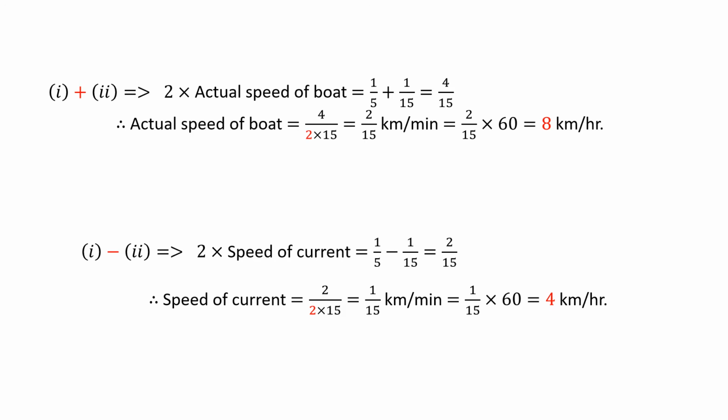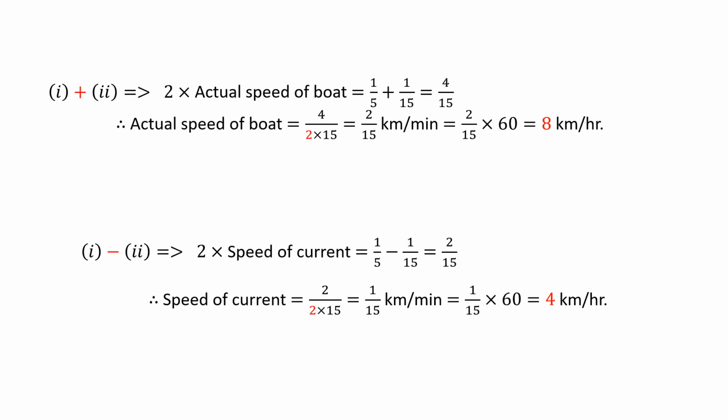And if I subtract 1 from 2, then the actual speed of the boat cancels. So 2 times the speed of the current equals 1 over 5 minus 1 over 15, which equals 2 over 15. And the speed of the current is 1 over 15 kilometer per minute. Multiplying it by 60, we get 4 kilometers per hour. So these are the two answers marked red, 8 kilometers per hour and 4 kilometers per hour. That's the answer to the questions.